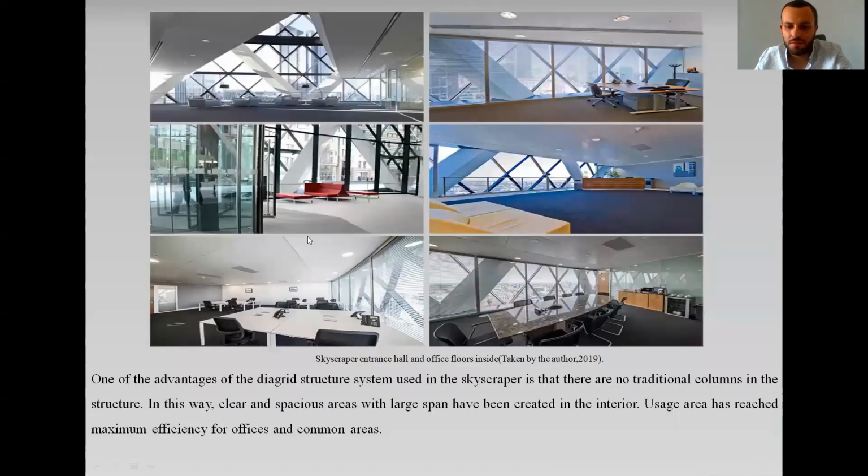One of the advantages of the Diagrid structural system used in the skyscraper is that there are no traditional columns in the structure. In this way, clear and spacious areas with large spans have been created in the interior. Used area has reached maximum efficiency for office and common areas.